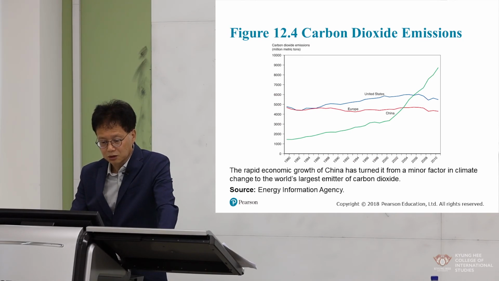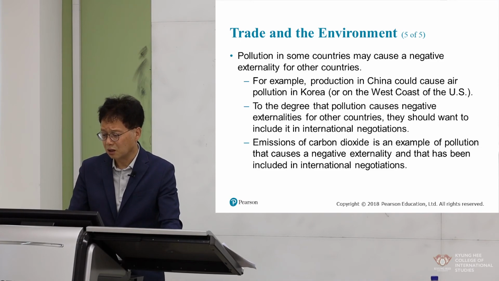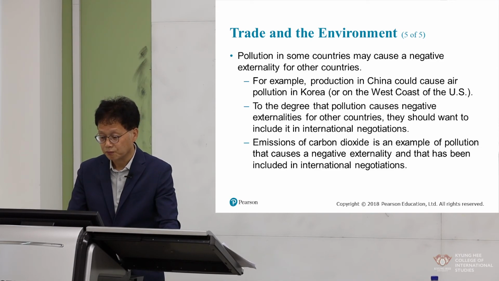And slide number 36. Pollution in some countries may cause negative externality for other countries. For example, production in China could cause air pollution in Korea, right? So that is the fine dust story, right? To the degree that pollution causes a negative externality for other countries, they should want to include it in international negotiation. The Korean government, I don't know about this government, but an earlier government wanted to include it in international negotiations, right?